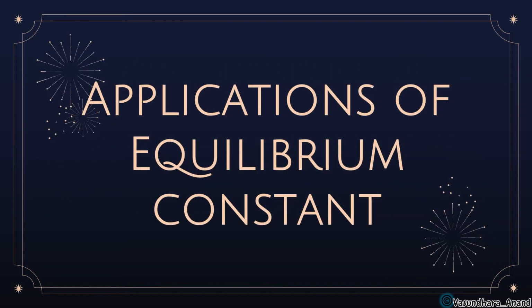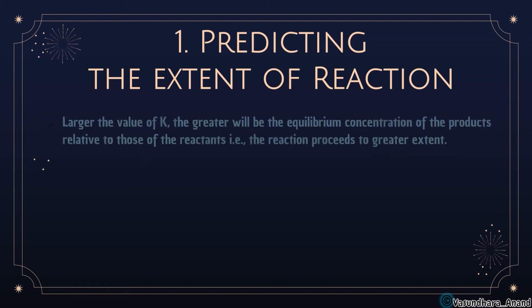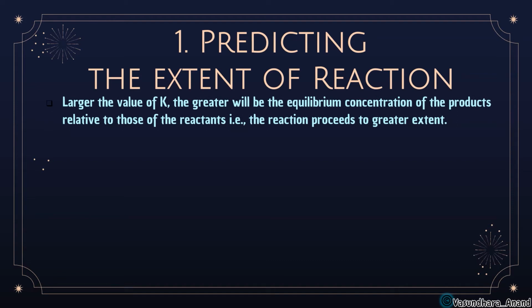So application of equilibrium constant, that is another thing, predicting the extent of a reaction. How much reaction has proceeded, or we can say how much reactant is left now, or how much product is formed till now. That can be predicted with the help of the equilibrium constant. There are three formulas actually that you have to learn.